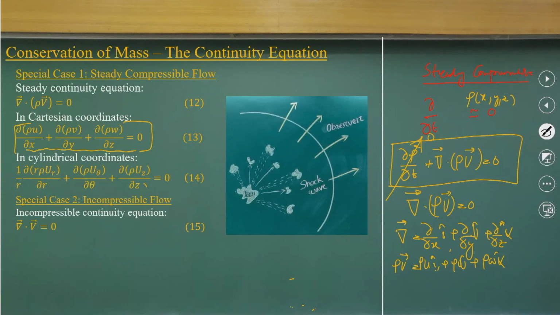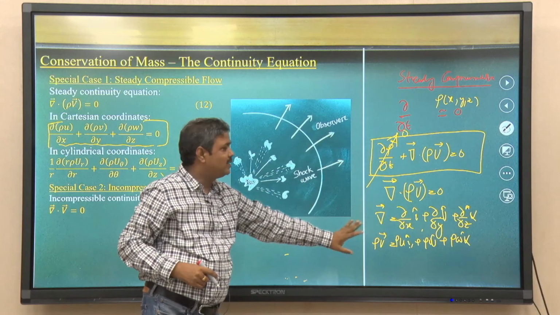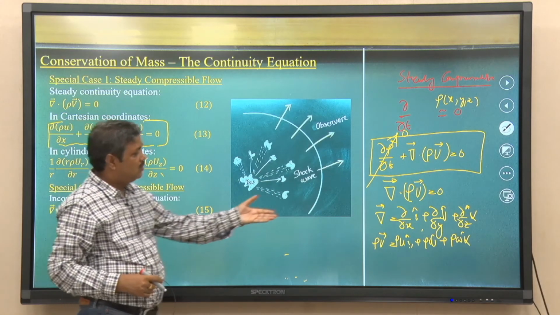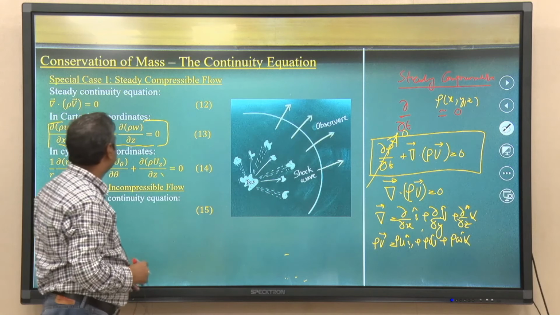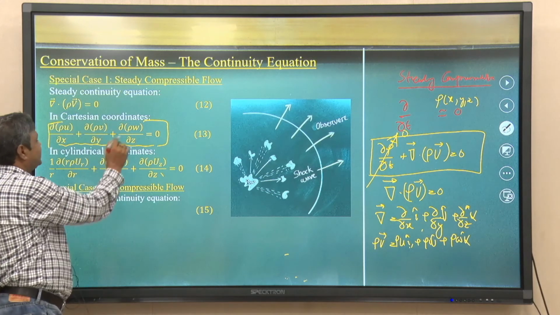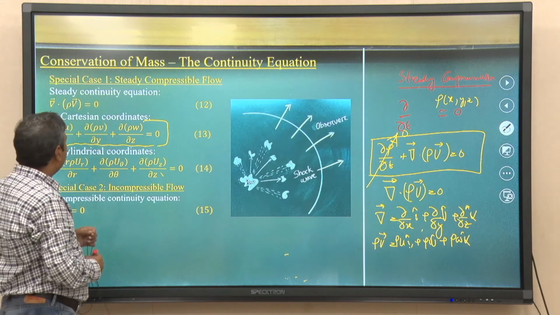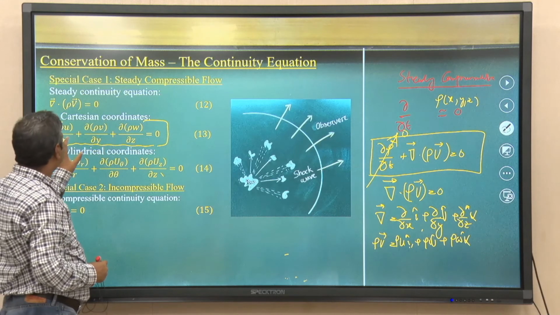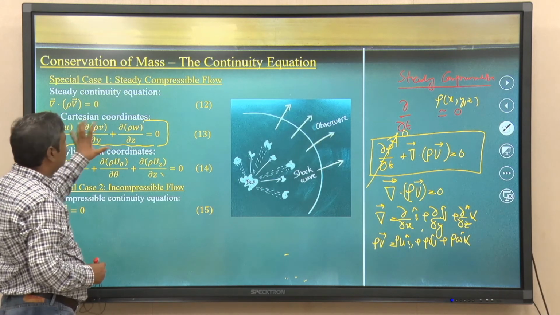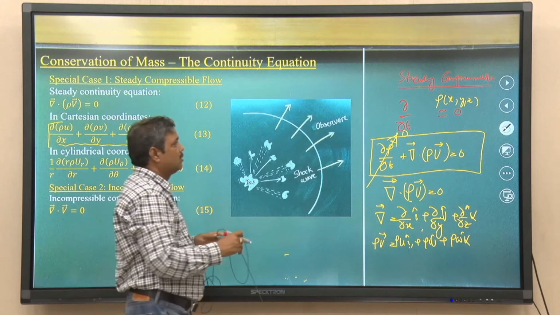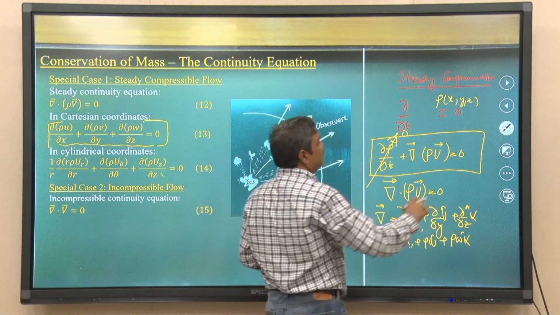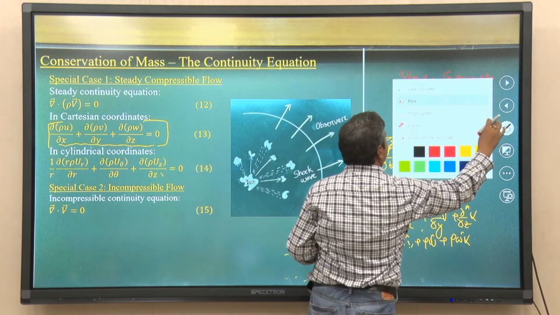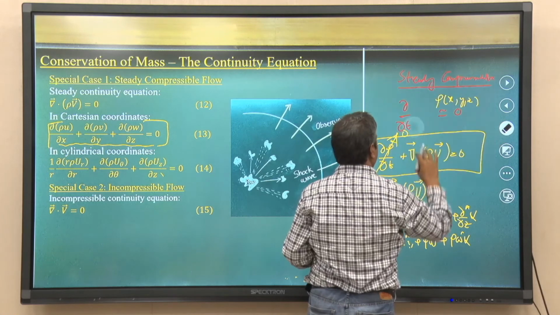Please try to remember these components, then you can understand how the components come for the Cartesian coordinate systems. Now, if you look at the Cartesian coordinate systems, I have these components which come for the steady flow, which is this part.